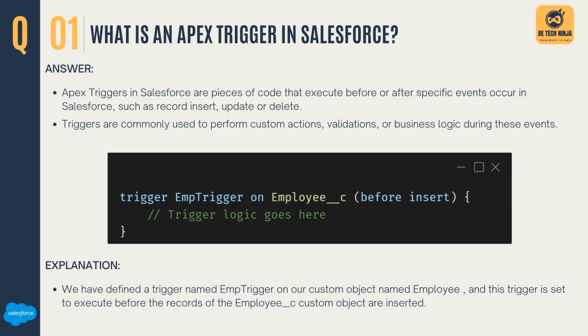You might be wondering, how do we define a basic Apex trigger? In order to answer this question, let's take a look at the given code sample. We have defined a trigger named EMP trigger on our custom object named employee, and this trigger is set to execute before the records of the employee__c custom object are inserted.